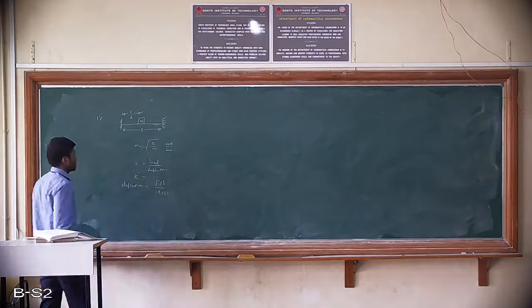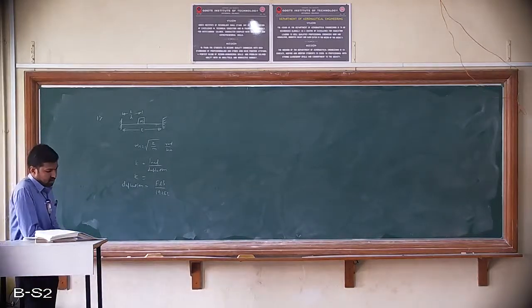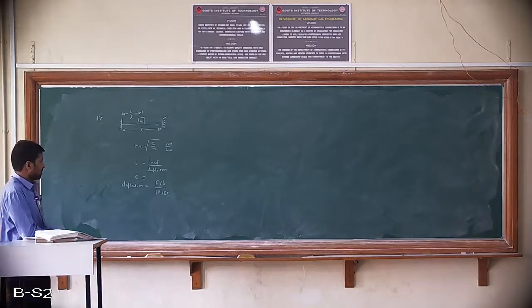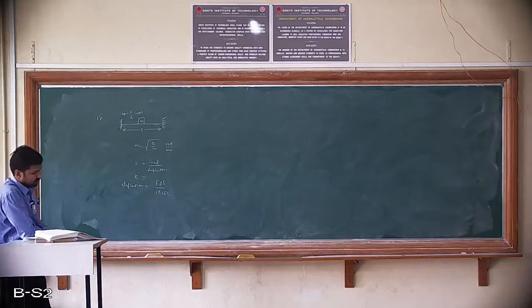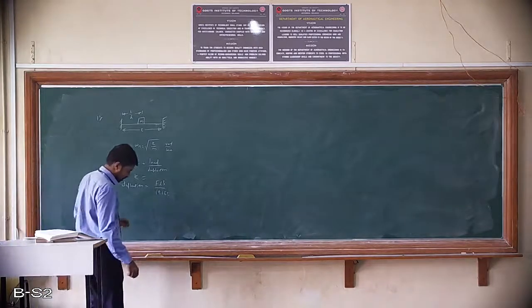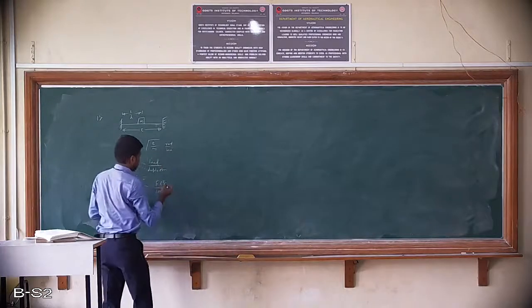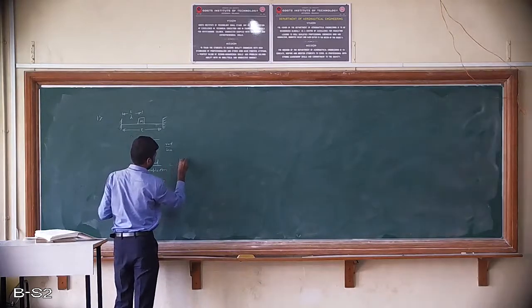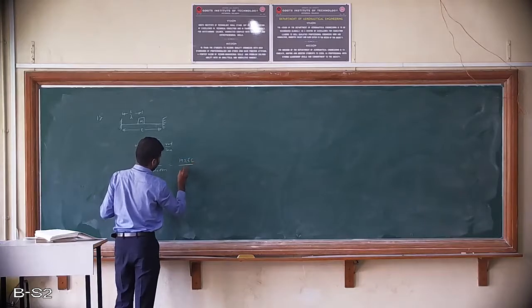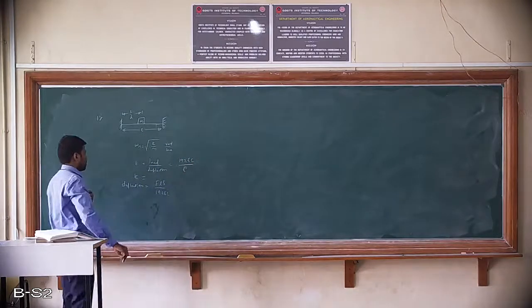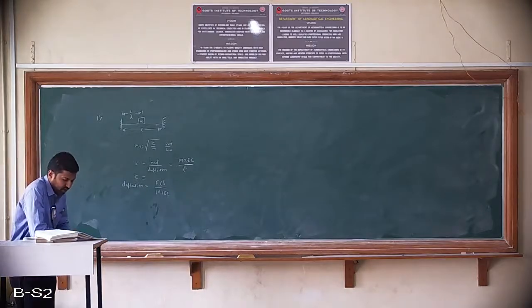When the mass is placed at the center, then the deflection at the center of a bar which is fixed at both the ends and subjected to a load F at the center is given by FL cube by 192 EI. So therefore stiffness, what is the stiffness? 192 EI divided by L cube is going to give us the value of stiffness.